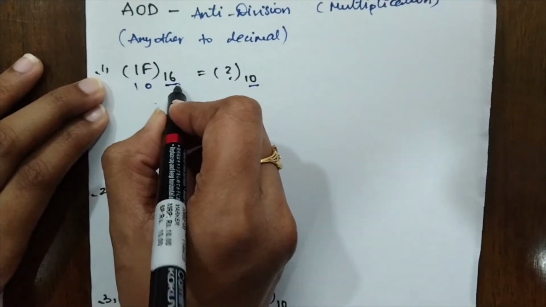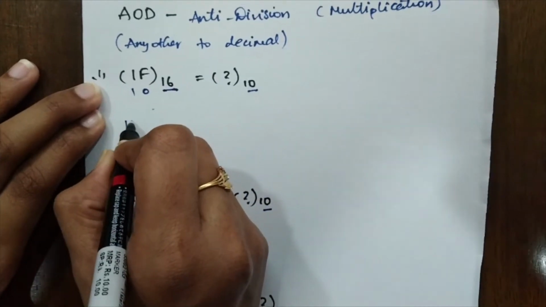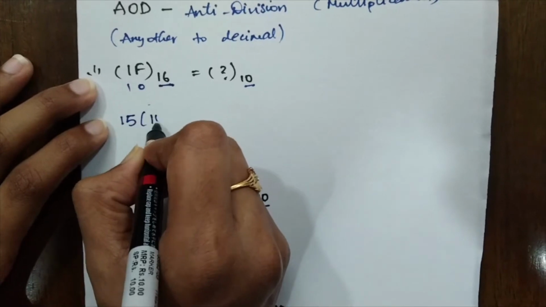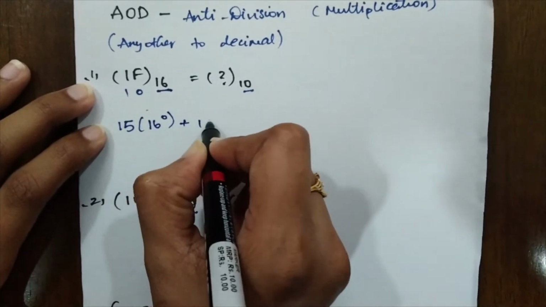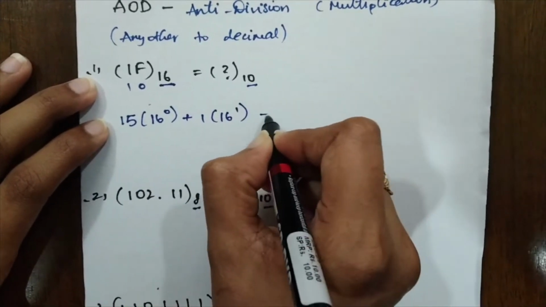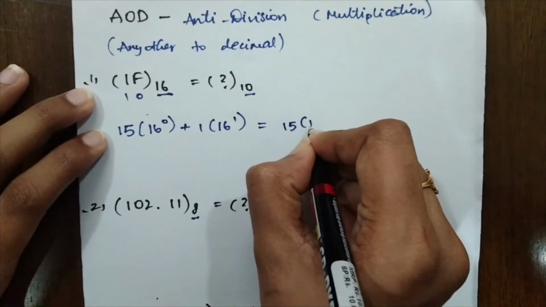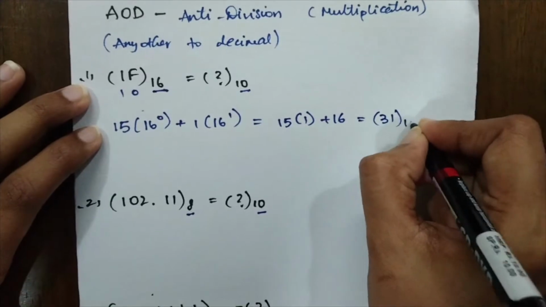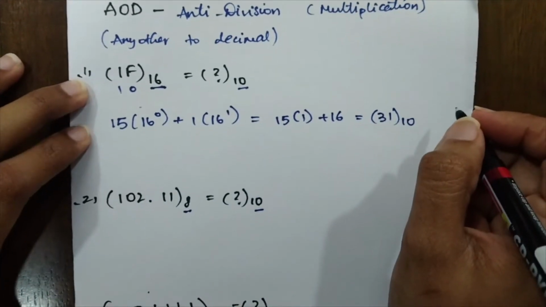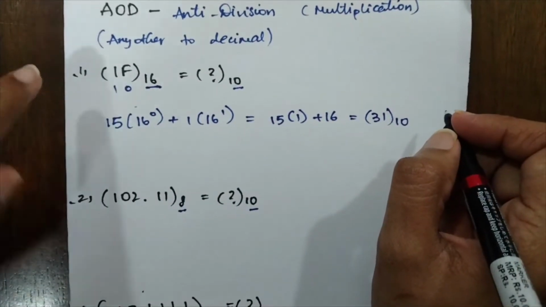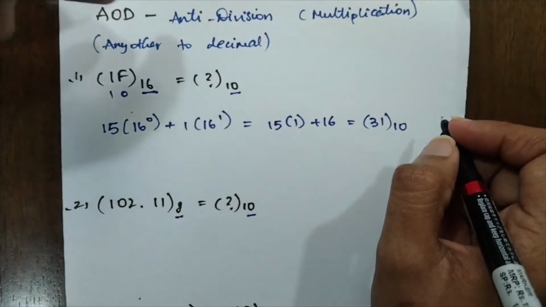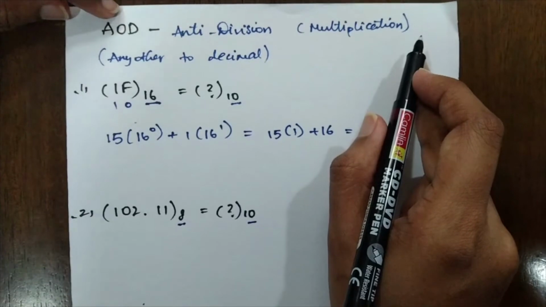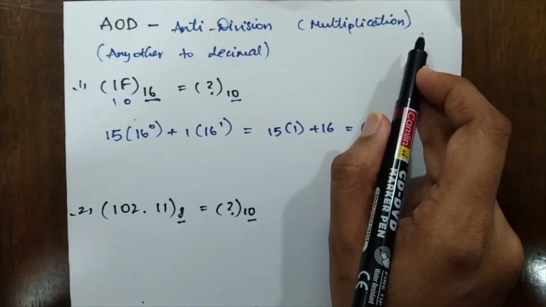Okay, now here the base is 16. F is actually 15. We will not be using F directly, we will be using 15 for F. 15 into 16 power 0 plus 1 into 16 power 1, which equals 15 into 1 plus 16. 15 plus 16 equals 31. So this is our decimal. I hope you are clear with this example. There's nothing in it. It's only any other to decimal, where we use anti-division, which is multiplication. When you get to know AOD and DOA, you will be solving many problems with ease.